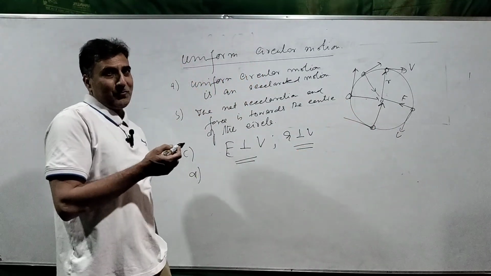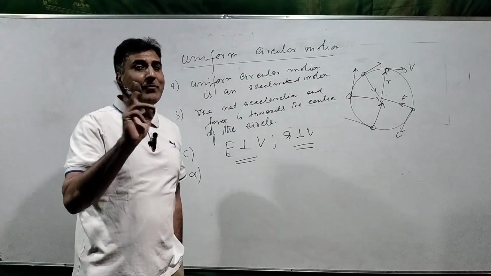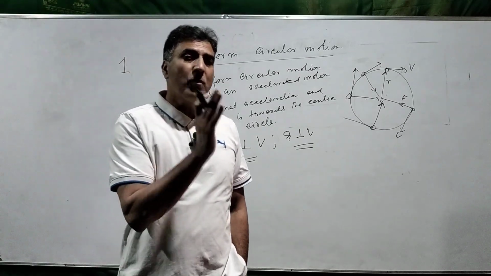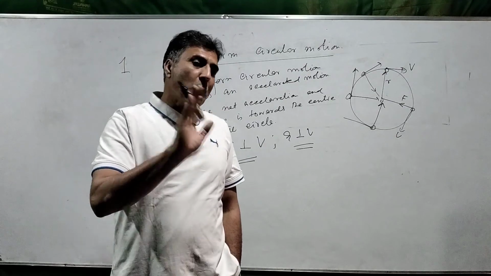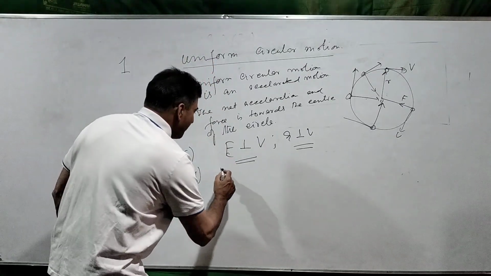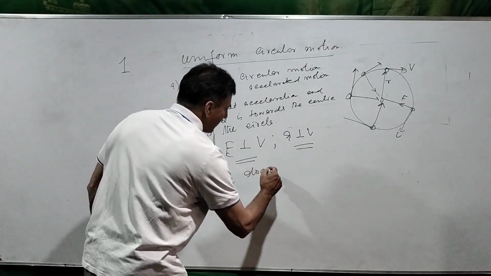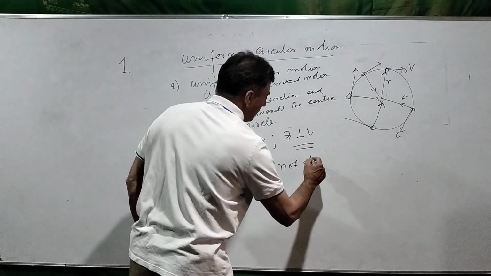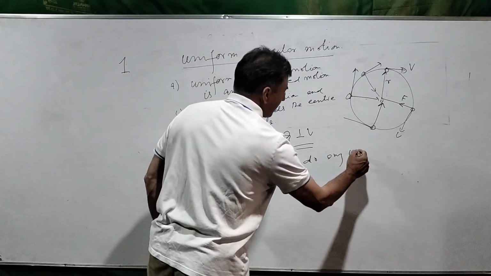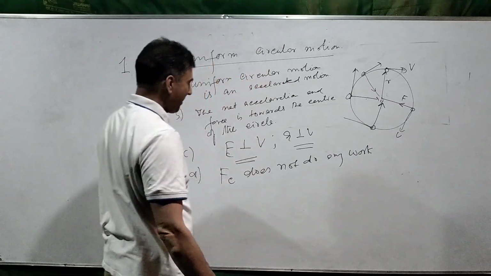Therefore, this force, which we call a centripetal force, does not do any work on the object. Because when force is perpendicular to velocity, no work is done. So, the centripetal force does not do any work.